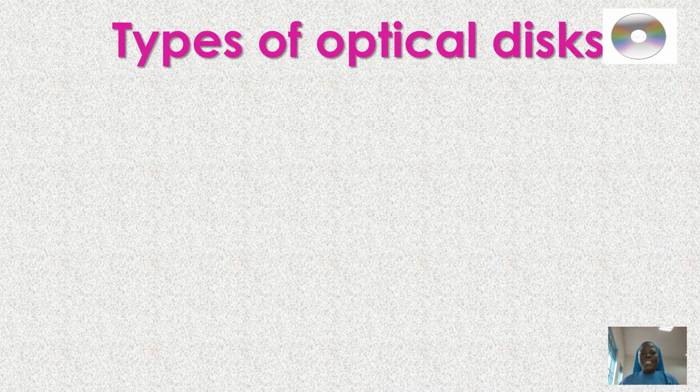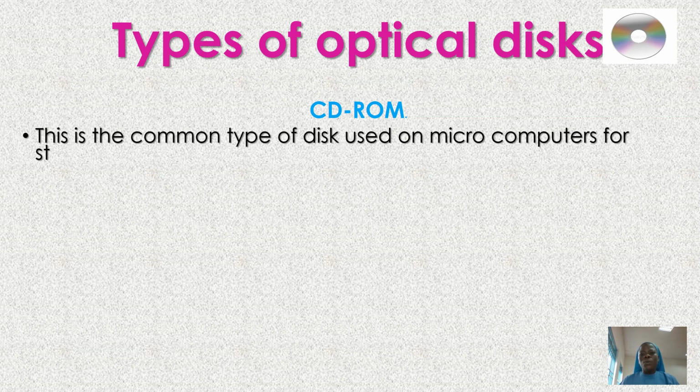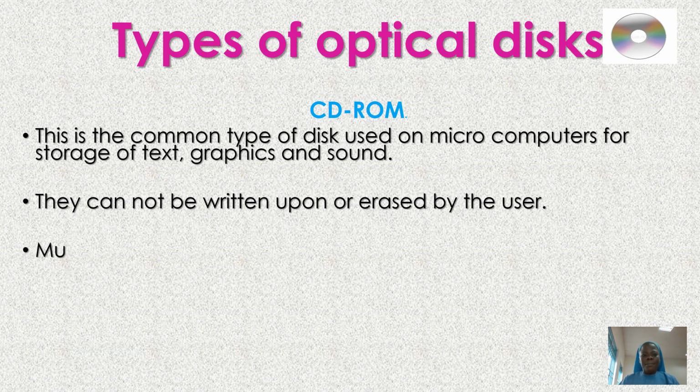Types of optical discs. We have the CD-ROM, that is compact disc read-only memory. This is the common type of disc used on microcomputers for storage of text, graphics, and sound, meaning that it can store text, graphics, and sound. They cannot be written upon or erased by the user, meaning that you cannot erase and you cannot add on any information. The information that is on is permanent.